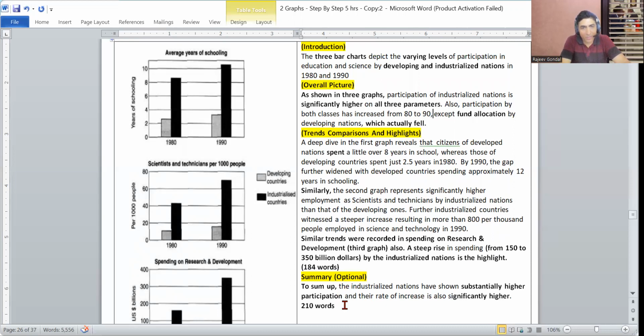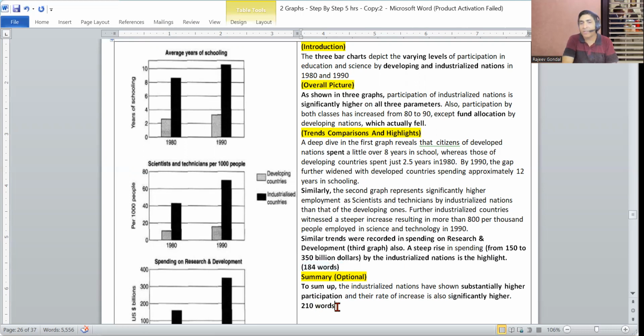When you write the summary of the graph, remember that this is optional. Even if you don't write the summary, it's absolutely fine. Look, I have written this 184 words. So around 180 words I have covered till this point itself. So I have already covered 180 words before writing the summary. So even if you don't write the summary, as far as task completion is concerned, you have already done everything that is required, right? You have written the overall picture, you have drawn comparison, and you have written about all the three graphs. So even if you don't write the summary, it is absolutely fine.